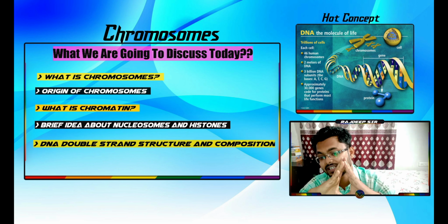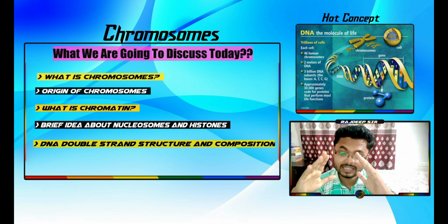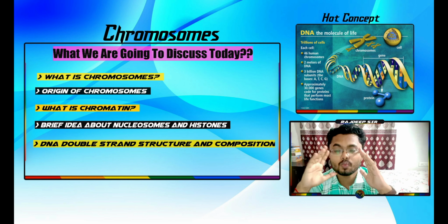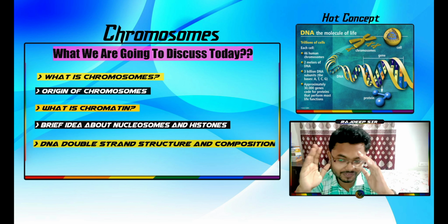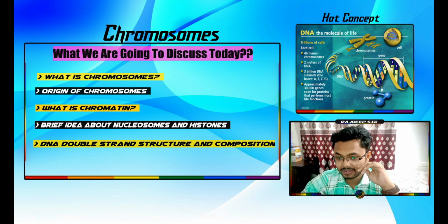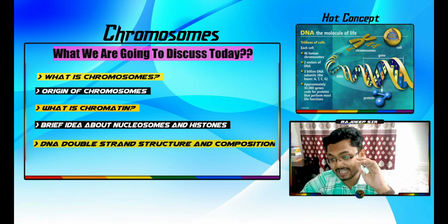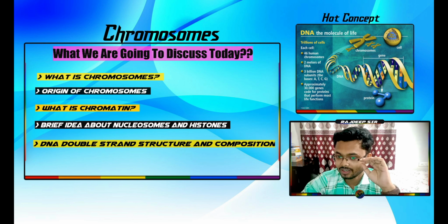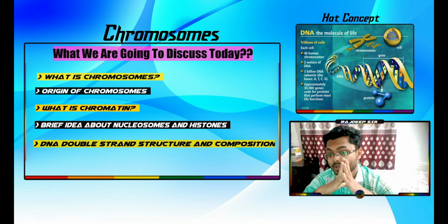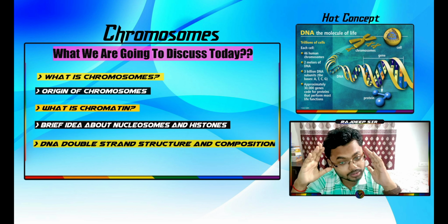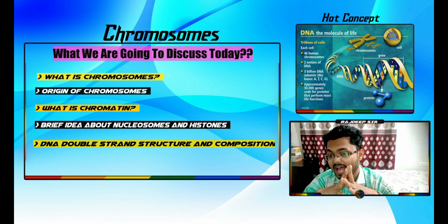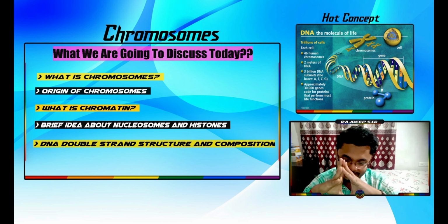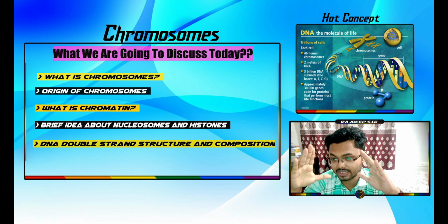Let's dive into the content, but before diving in, let's take a quick recap of the topics we are going to learn today till the end of this wonderful video. So let's see. The first topic is what is chromosome, as usual on the screen. The second topic will be origin of chromosome. The third one is what is chromatin. Coming to the fourth topic, a brief idea about nucleosomes and histones. And last but not the least, DNA double strand structure and composition.